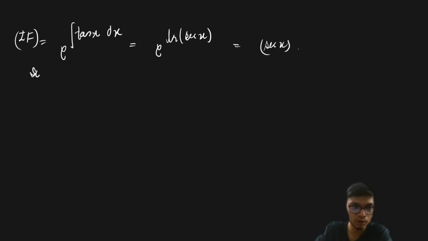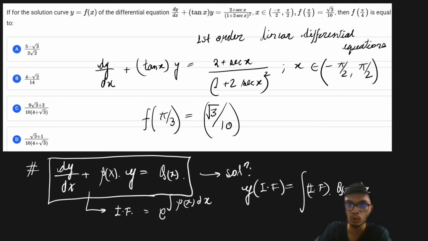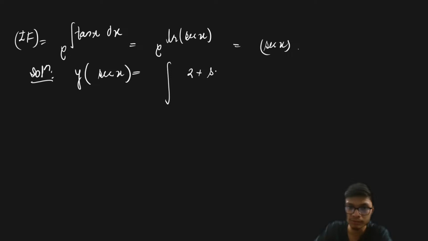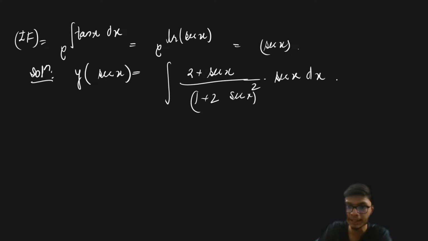Therefore the solution is y times sec x equals the integration of q(x), which is (2 plus sec x) divided by (1 plus 2 sec x) whole squared, times the integrating factor sec x, dx.